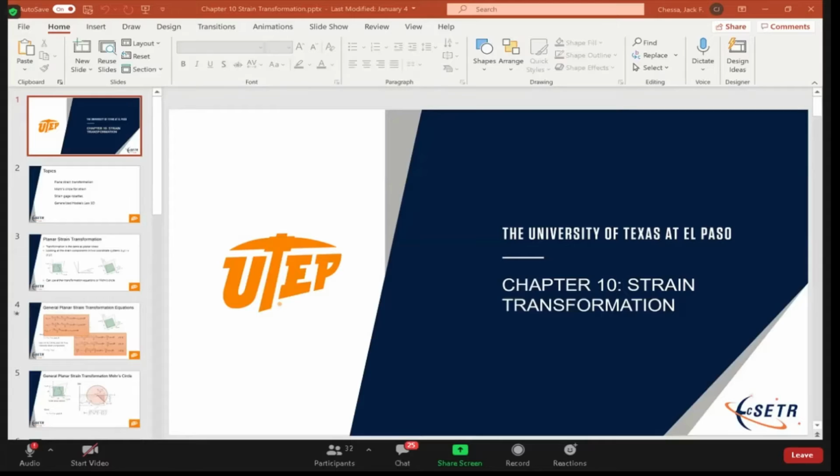All right, so chapter 10 is strain transformation, okay? So there is one thing that's a little bit different with it. And let's see if I can get this. Just chill out. Oh, Zoom always blocks the ability to do everything. It's weird. Okay, there we go.